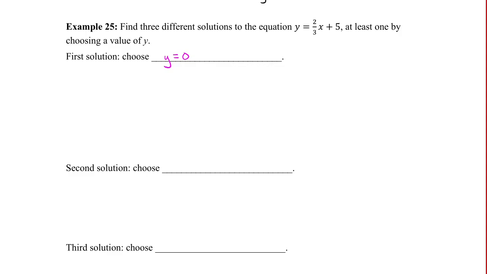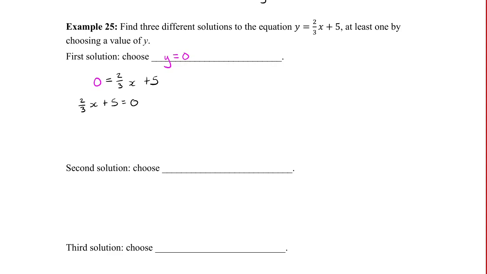So if I choose y equals 0, my equation becomes 0 equals 2/3 x plus 5. And I like having my variable on the left. Equals signs work both ways, so I can just swap the order of this equation. I can instead say 2/3 x plus 5 equals 0. That looks a little bit nicer. It's a two-step equation either way. I like to write the x on the left because that's what I'm used to seeing.